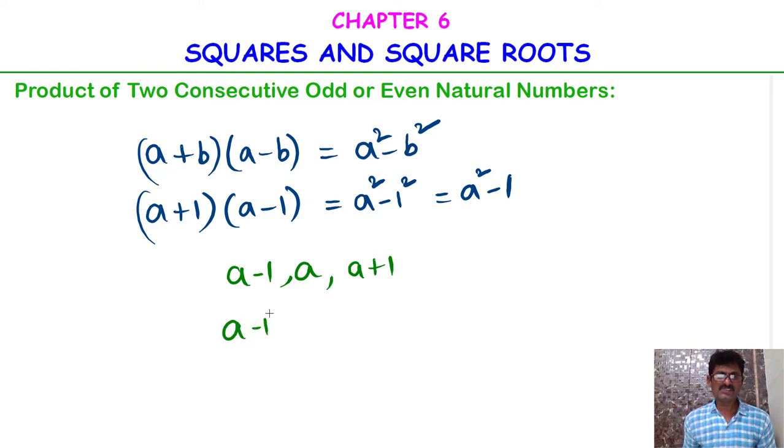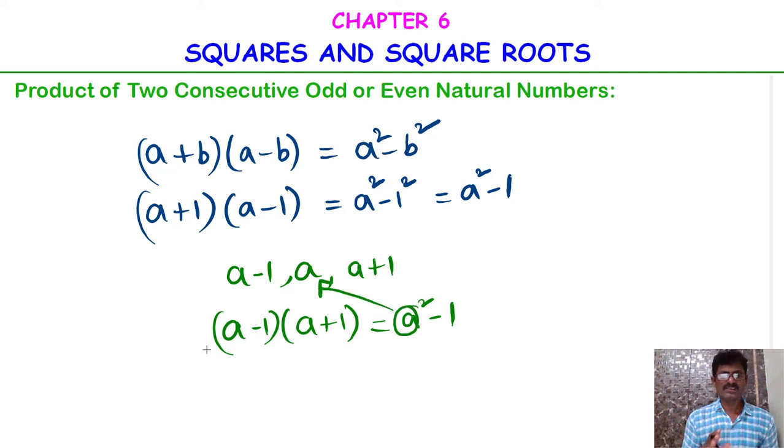So suppose these three are the consecutive natural numbers. Now a minus 1 times a plus 1 if you take, that is equal to, as we have seen earlier, a square minus 1. So that means a is nothing but the middle number. So like that it works. Let us go to the next one.